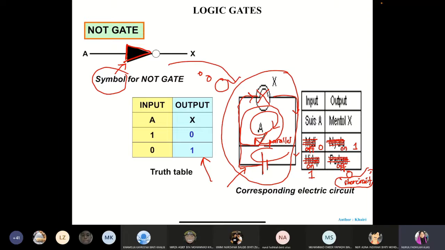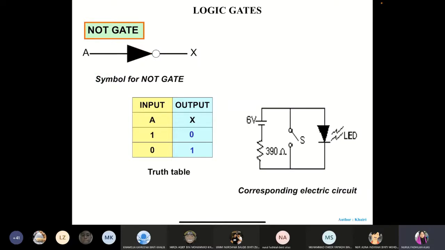Alright, so this is the first one, the NOT gate. We have 3 others. Next, okay, this is another example, the corresponding electronic circuit. So you have an LED here. You see this is not different. It's just the same, just that now we use an LED. And then this is the switch, and then this is the power supply. So you close it, short circuit, the LED does not light up. So this is the NOT gate.